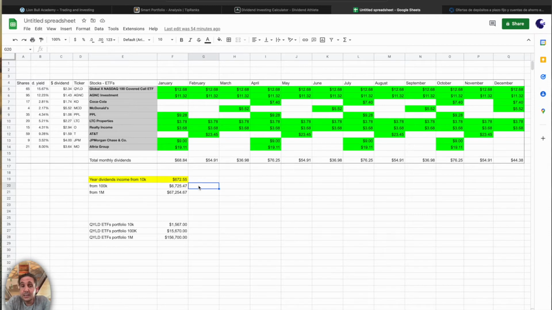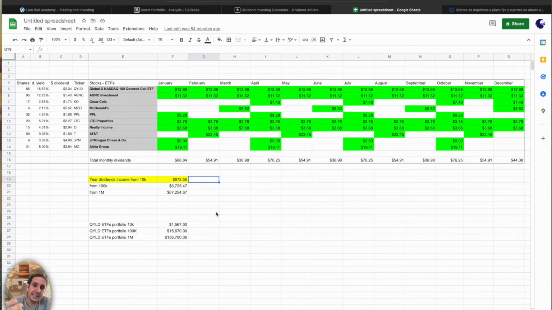With 100k instead of 10k, we will earn in a year $6,725. It's already much better. With almost 7,000, you can do a lot more things. You can even really live from it if you want, not so comfortably, but you can live. If you have 1 million, you will get a year 67,000, 68,000, almost 70,000. So that's a lot more interesting, but 1 million is not so affordable for everybody.